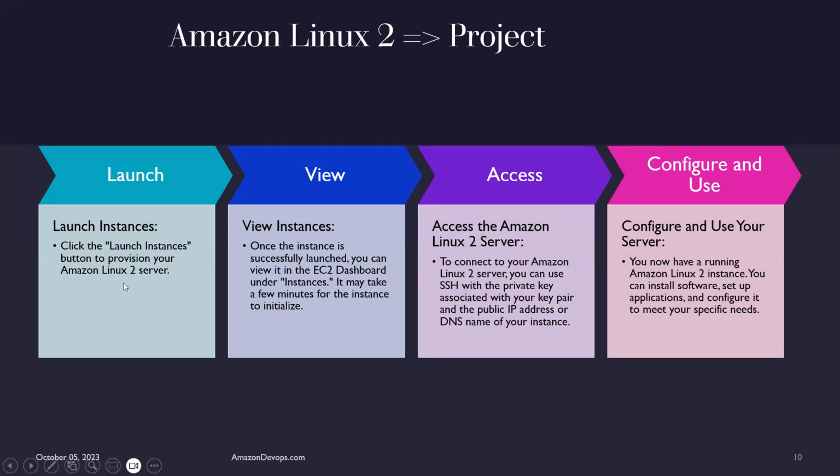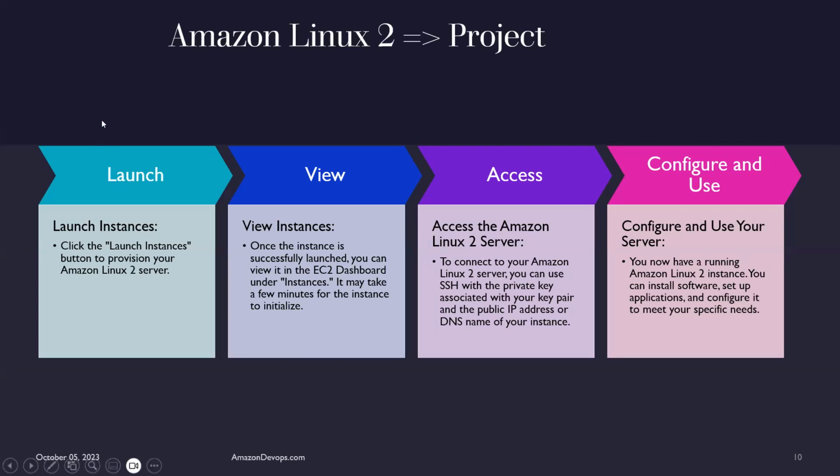Finally, we are going to launch the server. Then we'll return to the console and view the server. And then we are going to use SSH to access the server remotely. And finally, we'll run a few commands that are famous in DevOps, and we'll see exactly how the operating system is going to behave.